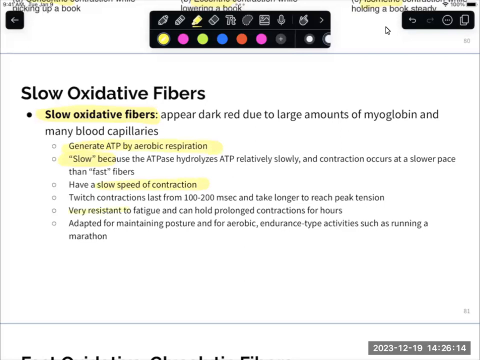Slow oxidative fibers are very fatigue resistant. They can hold contractions for long periods of hours. So these are the muscles that are currently maintaining the posture of holding your head up, maybe keeping your back straight up, whatever position you may be in. But endurance type of activities, like endurance athletes, endurance runners, swimmers, cyclists, they have these muscles trained very well.